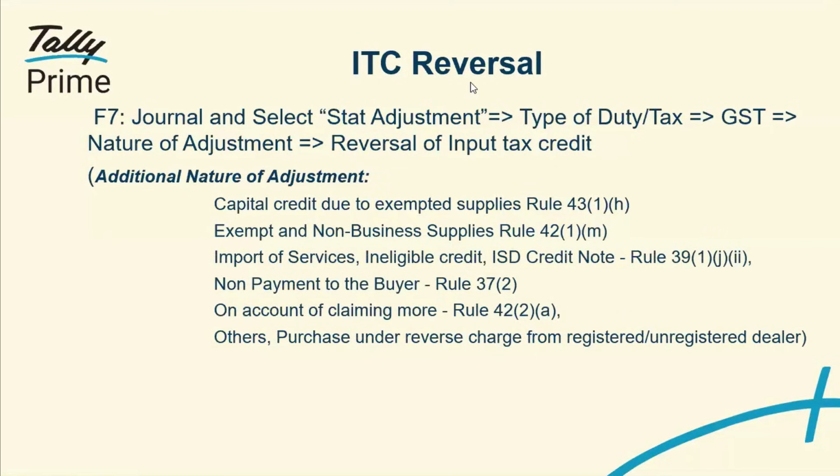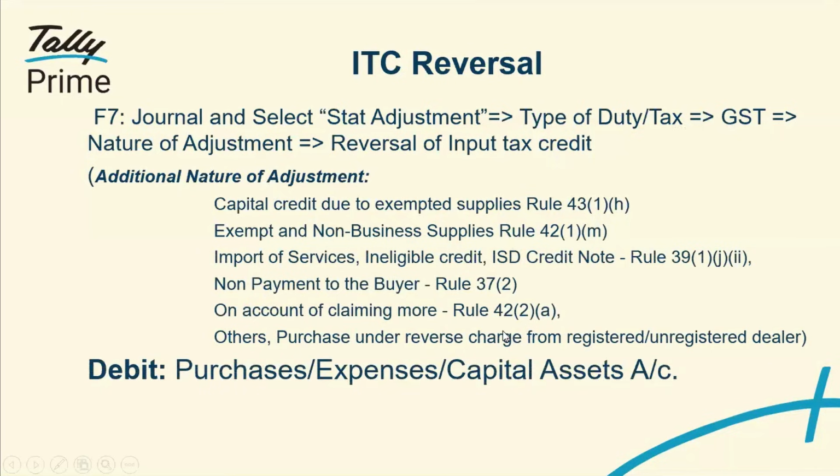So in my F7 journal, I'm selecting the start adjustment. I'm selecting the duty type, tax, as GST. And again, I'm selecting the nature of adjustment as reversal of input tax credit. In the additional nature of adjustment, I need to select one of the populated categories here. Then I have to put an entry like this. My debit would be on the purchases. If it is any regular purchase of materials, I need to debit my purchases.